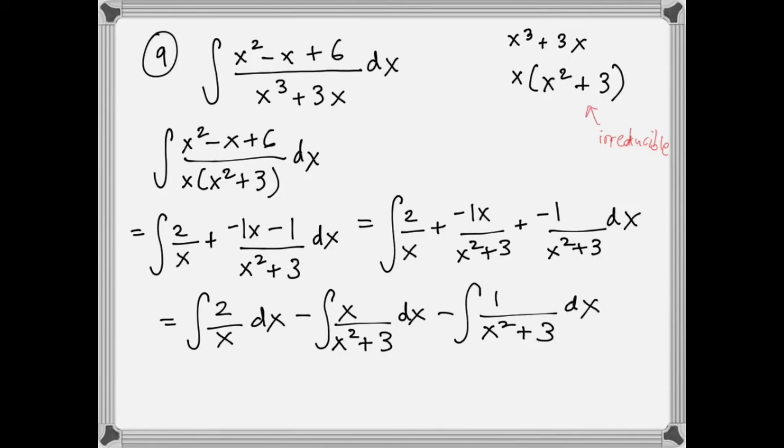Now, let's go ahead and call these. I'm going to call this guy I1, this guy I2, and this guy I3. And we're going to do them one at a time, okay? So, on the next page, I1 is the integral of 2 over x, right? This is our easiest one. This is just going to be 2 natural log of x.